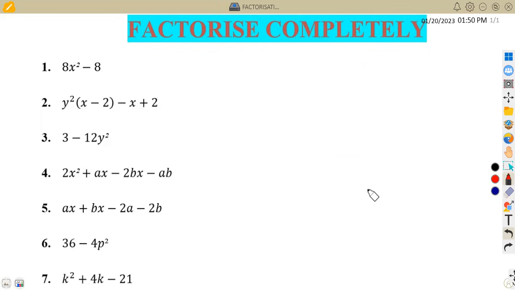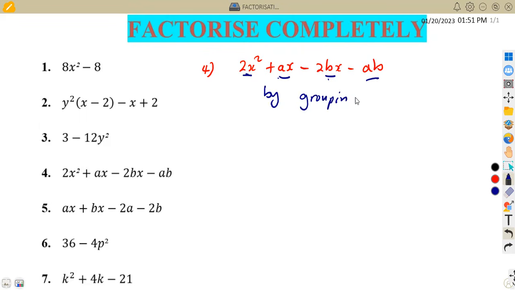All right, on question number 4, we are given again to factorize completely, and this is 2x squared plus ax minus 2bx minus ab. So whenever you're given 4 terms, I told you guys that you're supposed to group your terms. This is 1, 2, 3, 4. So what you do, you're going to factorize by grouping. So what is that part of by grouping? You're supposed to make sure that from the first 2 terms, there is a common factor. On the last 2 terms, also, there is a common factor. That is by grouping. So let's check if we've got a common factor between these 2 terms.